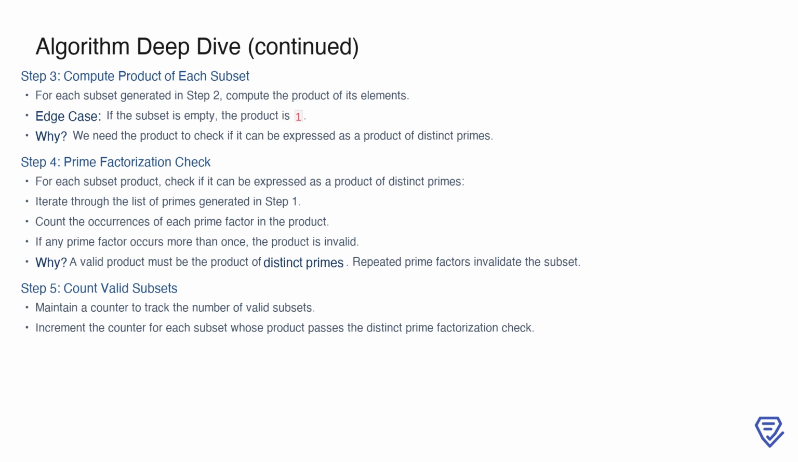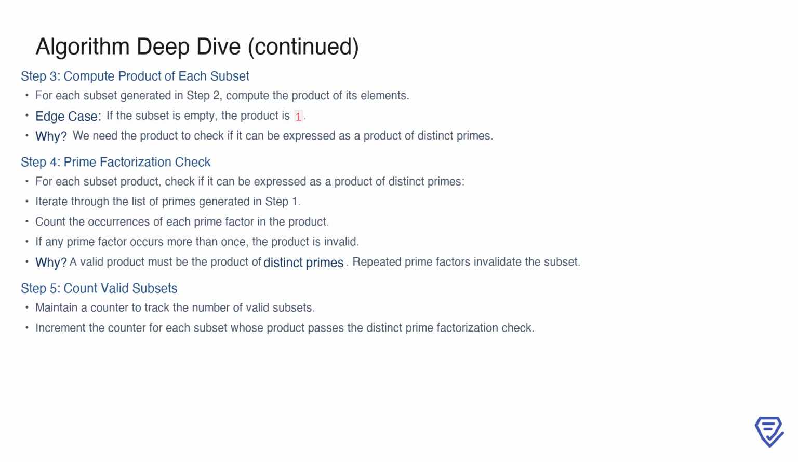This step is important because the product determines whether a subset is valid. To verify this, we perform a prime factorization check on each subset product. Using the list of primes generated earlier, we identify the prime factors of the product and count their occurrences. If any prime factor appears more than once, the product is invalid because it violates the condition of distinct primes. On the other hand, if all prime factors are unique, the subset is valid.